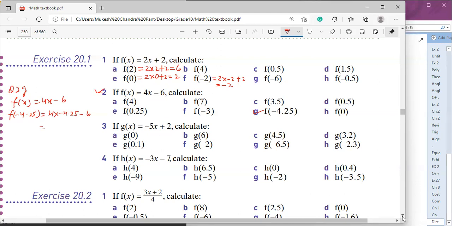Whatever answer you get, 4 5 is 20, 4 2 is 8, 8 plus 2 is 10, carry over 1, 4 4 is 16, 1 is 17, minus 17. Are we also getting the same? Right? Yeah. So minus 17 and minus 6, minus 23. This way you have to do each and every part. It's very simple. One thing is very simple: you have to replace x by the value which is given in the question.